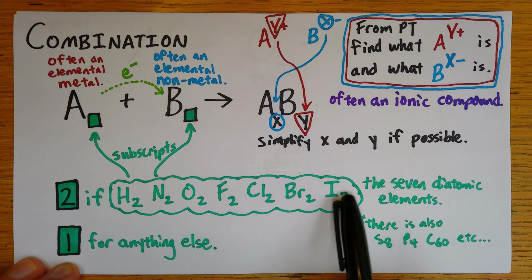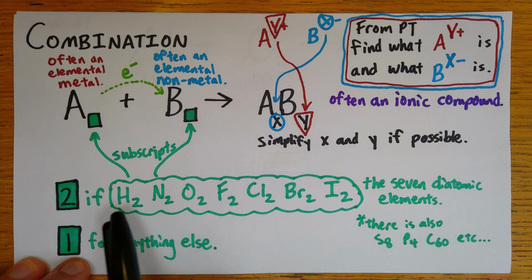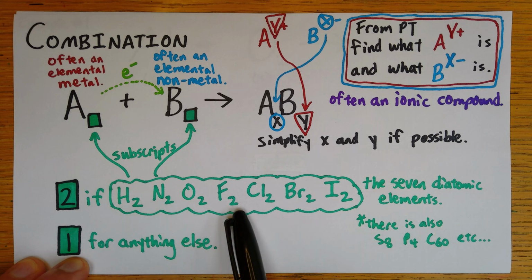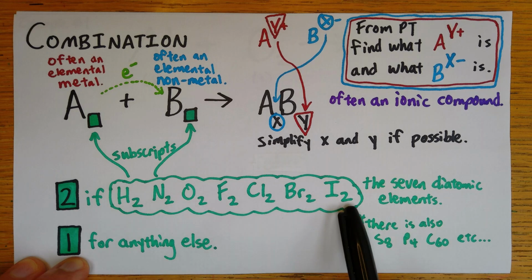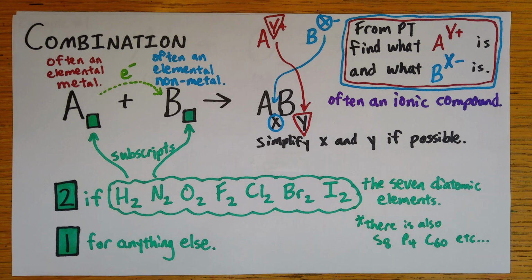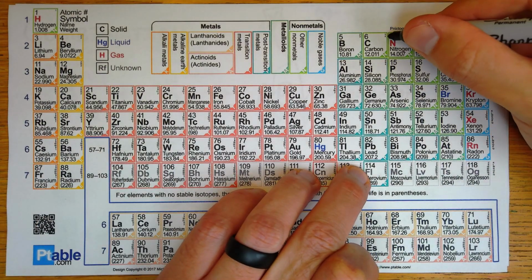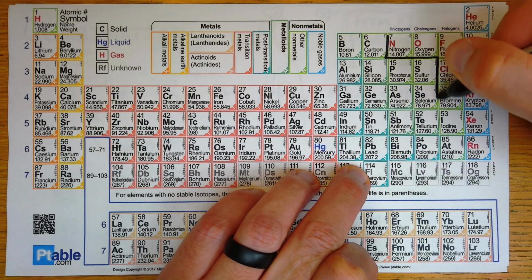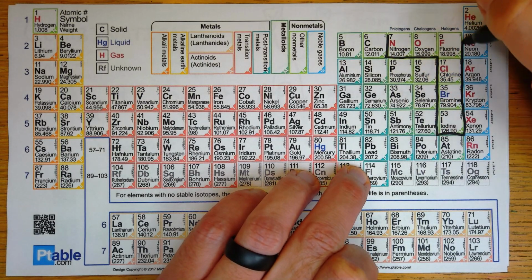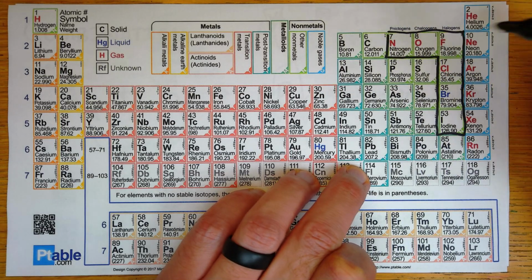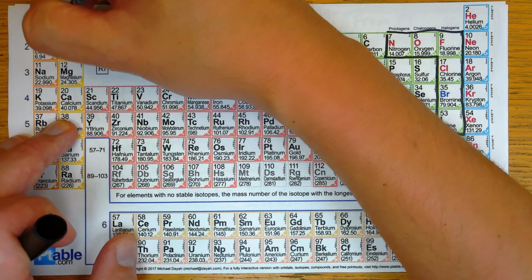But plenty of times these reactions will involve these 7 diatomic elements: H2, N2, O2, F2, Cl2, Br2, I2. All right, these are your 7 diatomic elements. In their elemental state, you find them as having 2 atoms of the same element. All right, so a quick way you can learn those is to go to your periodic table, make some boxes around these 6 elements, and then here's number 7.